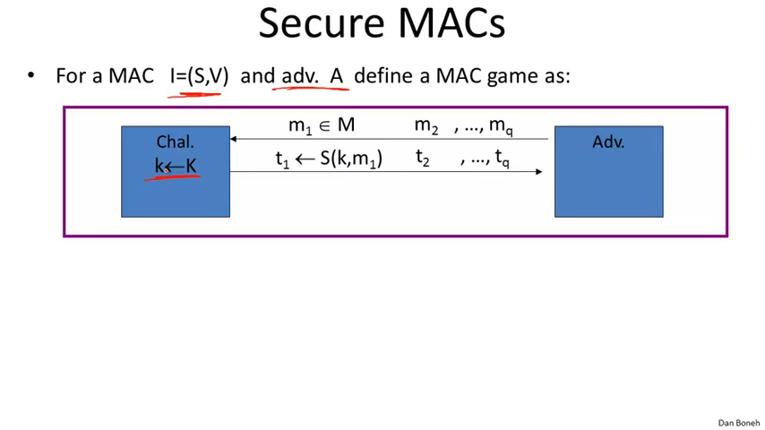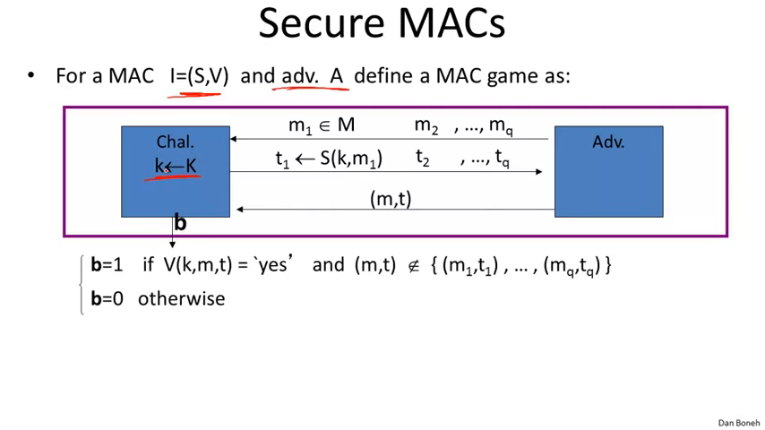And then the adversary goes ahead and tries to do an existential forgery, namely he outputs a new message tag pair, and we say that he wins the game. In other words, B is equal to 1 means that he wins the game if, first of all, the message tag pair that he outputs is valid, so the verification algorithm says yes, and second of all, it's a fresh message tag pair. In other words, it's not one of the message tag pairs that we gave him before. Otherwise, we say that the attacker lost the game, namely B is equal to 0.